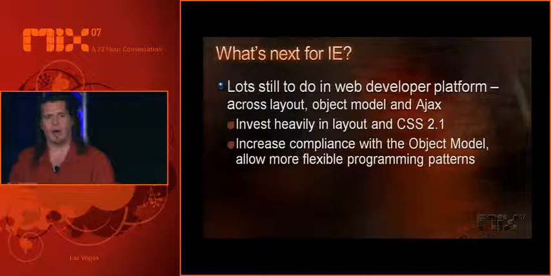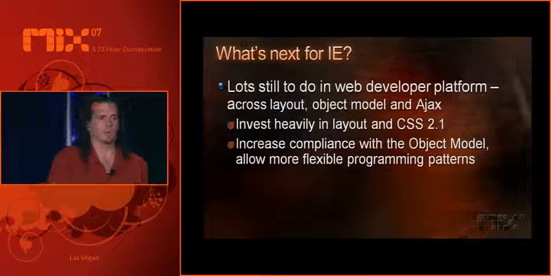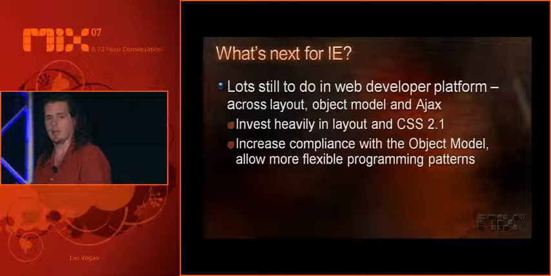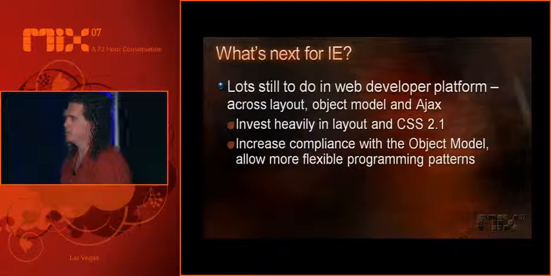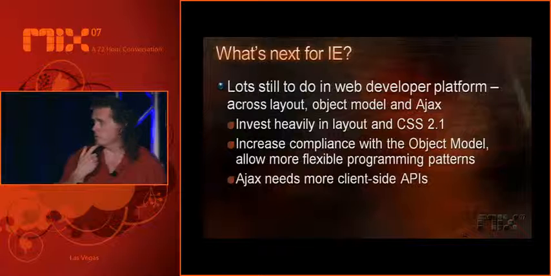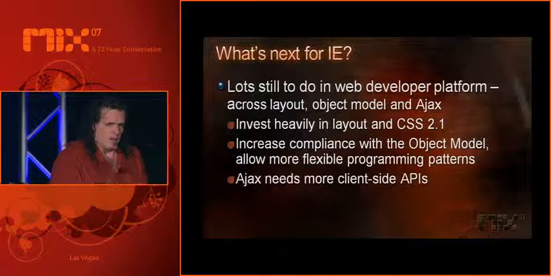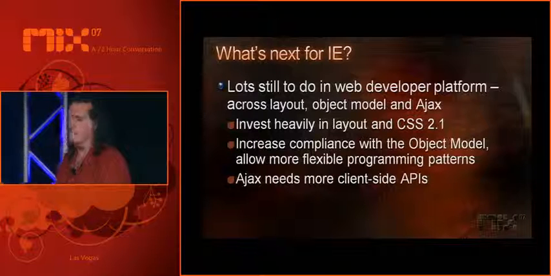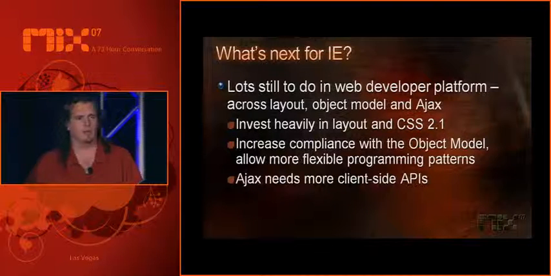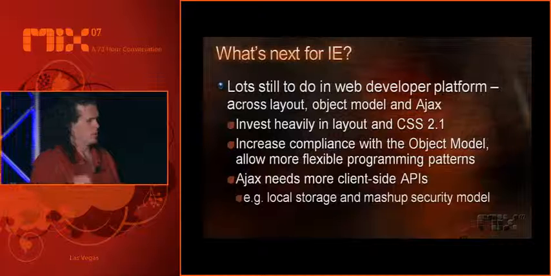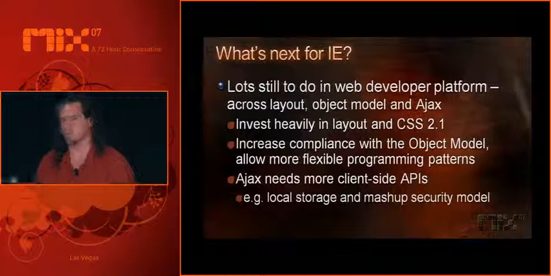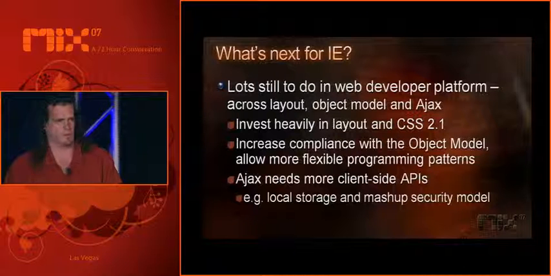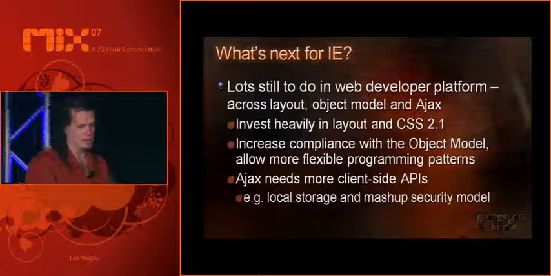We need to make our object model more interoperable with the other browsers to make it easier to write Ajax applications and allow more flexible programming patterns as well. There are some relatively small things we can do to make that happen. The concept of Ajax itself really needs more APIs that allow you to utilize the client side. Like, there's work in the standardization bodies to do local storage, to do a better security model for mashup so that you don't have to proxy on the server or play iframe tricks or that sort of thing.